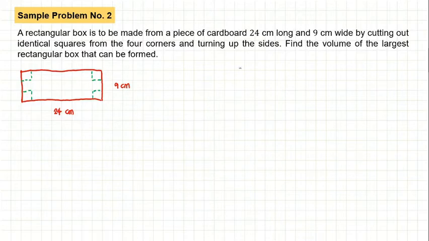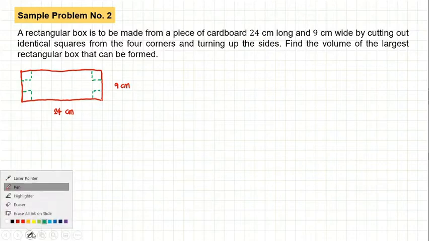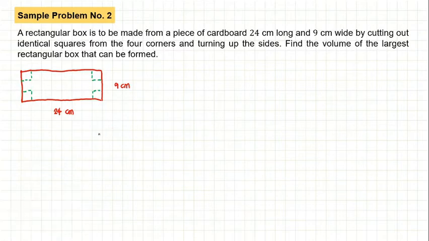So next step is we will now use variables to label the unknown quantity. So ano yung mga unknown dito? From our diagram, you can see here na hindi natin alam kung ano yung length ng sides ng ating squares, right? And take note, our box depends on the squares that we are going to cut out, right? So therefore, the first unknown quantity is the length of the sides of the square, right? And next, we have the volume.